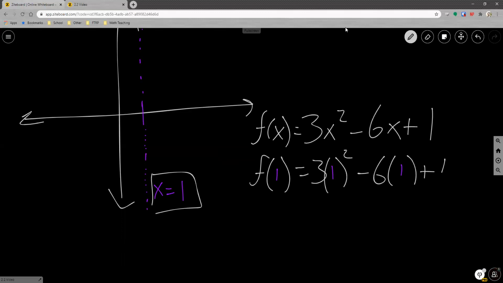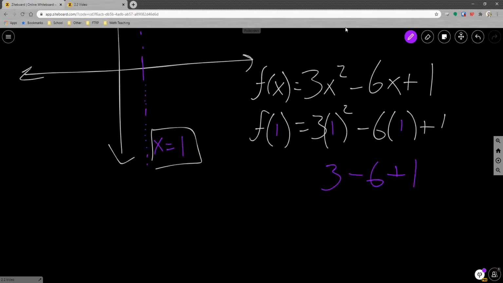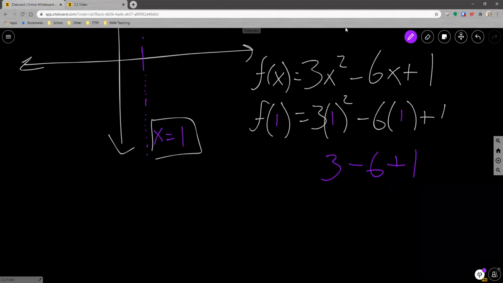Well, 1 squared is just 1. And 3 times 1 is going to be 3. Negative 6 times 1 is going to be -6. And plus 1 is still plus 1. Now we're just combining like terms. 3 minus 6 is -3. Plus 1 is -2. So when my x value is 1, my y value is -2. Or if I were to plot this, I would plot the point 1, comma, -2.